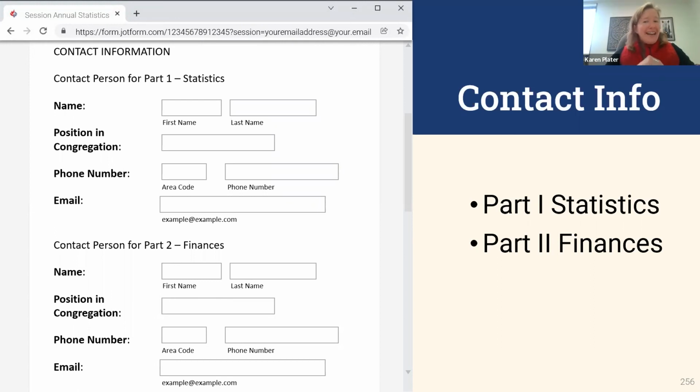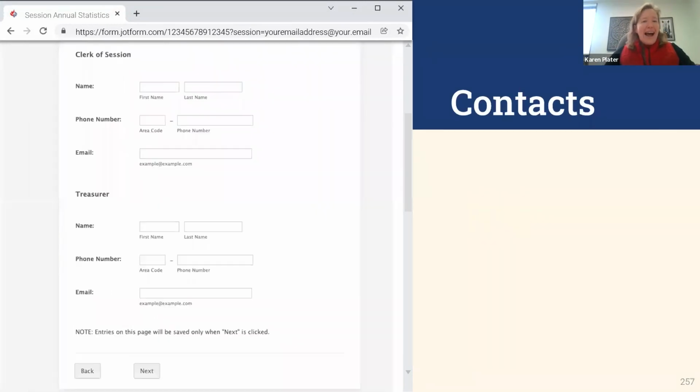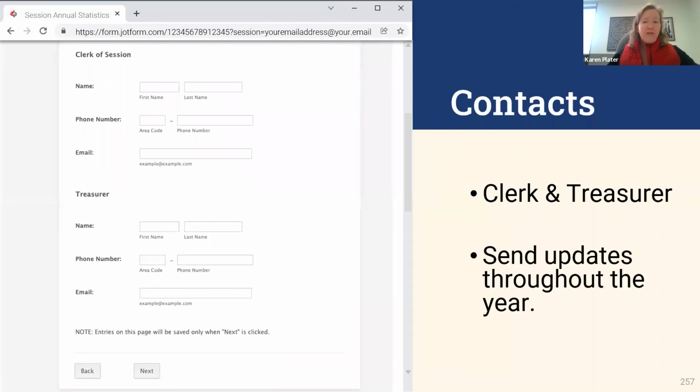Because then in the next section, we're going to ask you for your clerk of session information, and we're going to ask you for your treasurer information. And if you can fill this out, this helps us to keep you up to date throughout the year. And we will compare it with the clerk of session and treasurer information we already have. If there are changes to the clerk of session, chances are Catherine is going to check them with the presbytery as well, because she gets the information from the presbytery. Feel free to send in the updates throughout the year to your clerk and your treasurer.